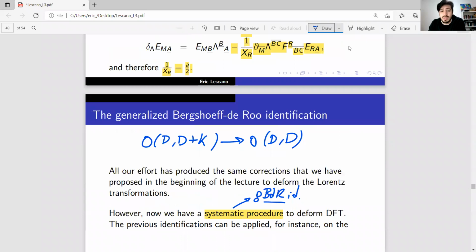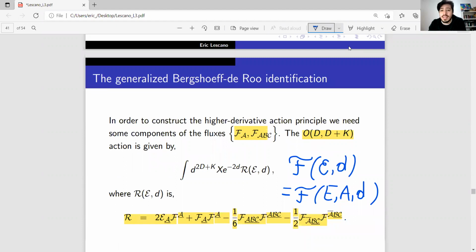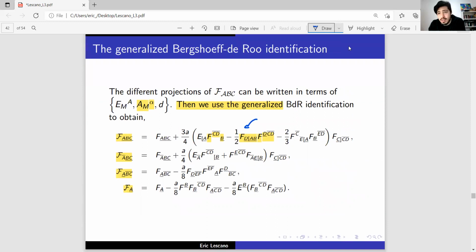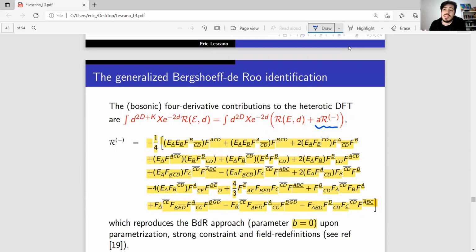So let's try to understand this systematic procedure at the level of the action. The idea here is that we have an action in terms of the generalized fluxes from an O(D+K) point of view, this over here. These are two derivative terms from an O(D+K) perspective, but we can perform the decomposition and the generalized version of the rule identification in order to write these components or projections in terms of the degrees of freedom of DFT, the standard O(D,D) multiplets. And the gauge field is going to disappear because we use the generalized version of the rule identification. At the end of the day, we recover this action. Using this systematic procedure, we can obtain this action.